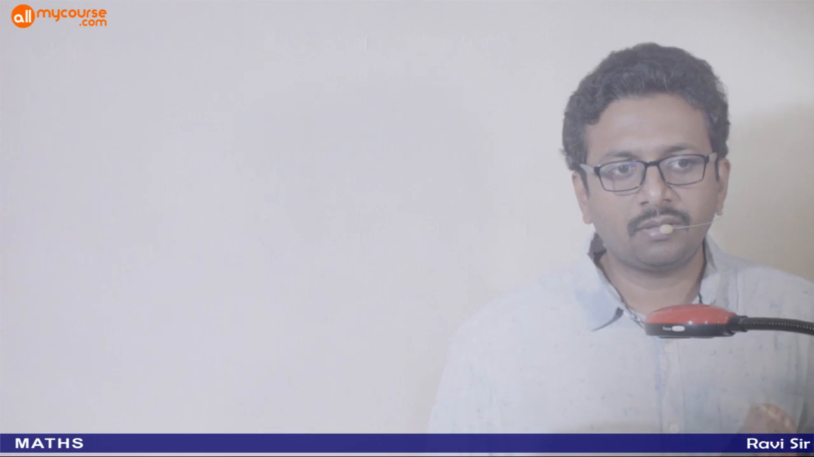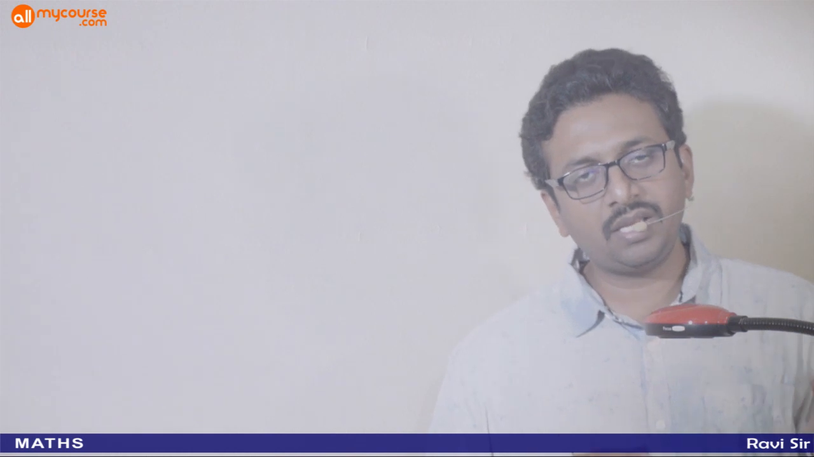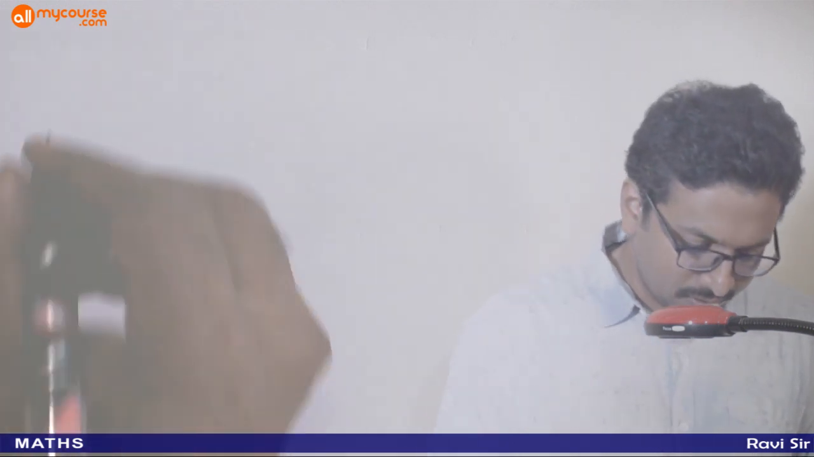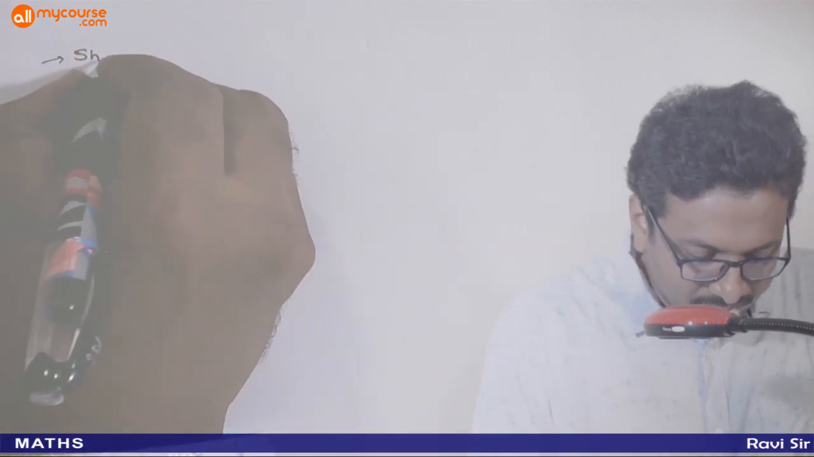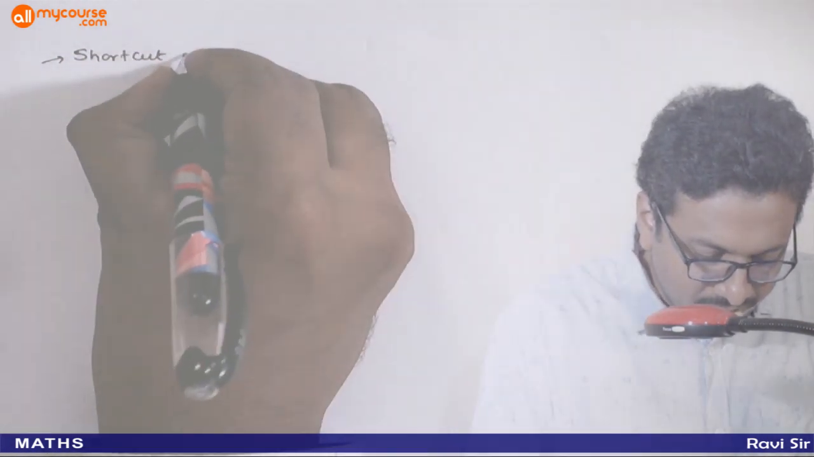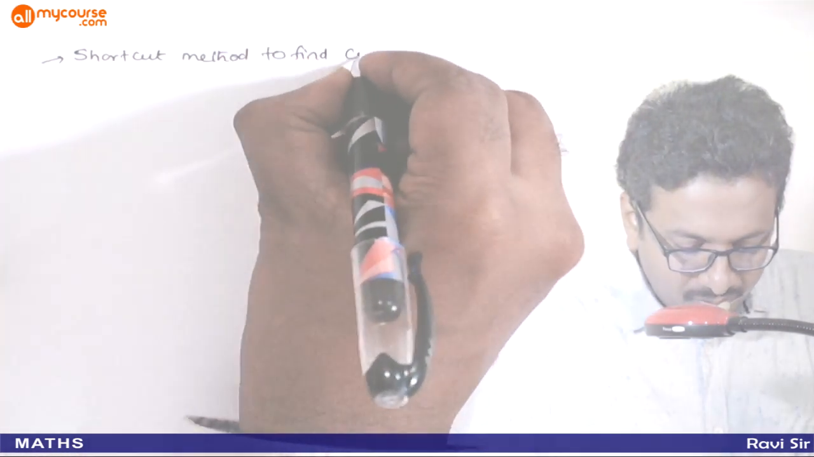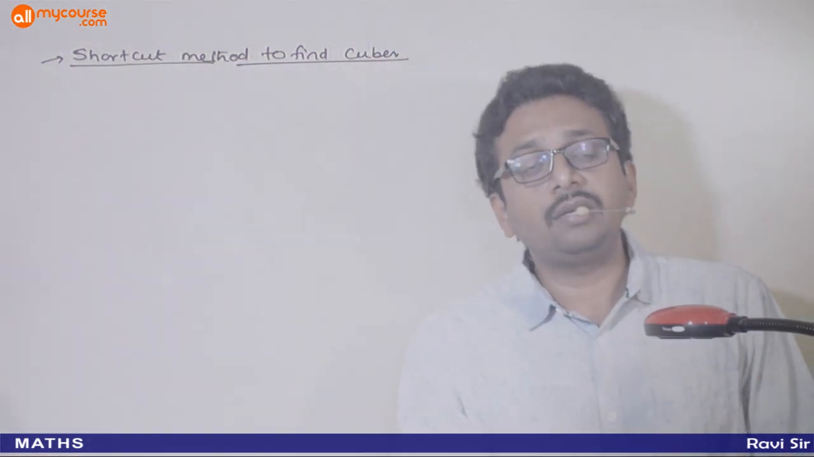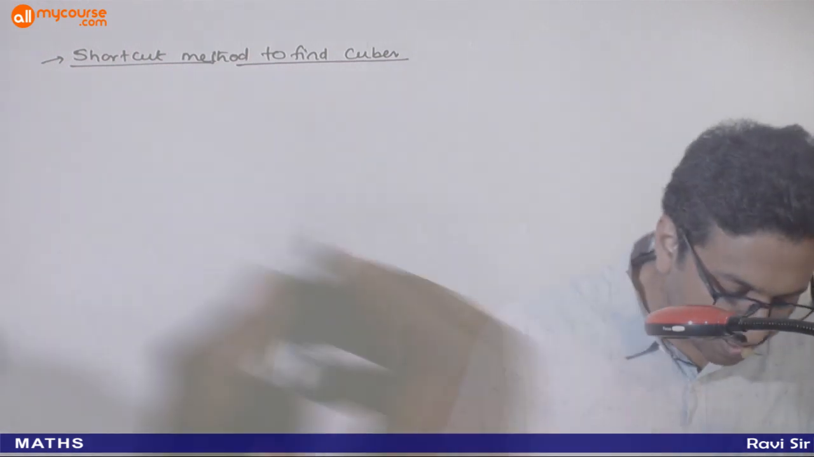Hello students, let us now try to understand some shortcut methods to find cubes and cube roots of numbers which are of 2 digits. First, let's try to understand the shortcut method to find cubes. What is a shortcut method to find cubes of 2-digit numbers? This method is called the column method.